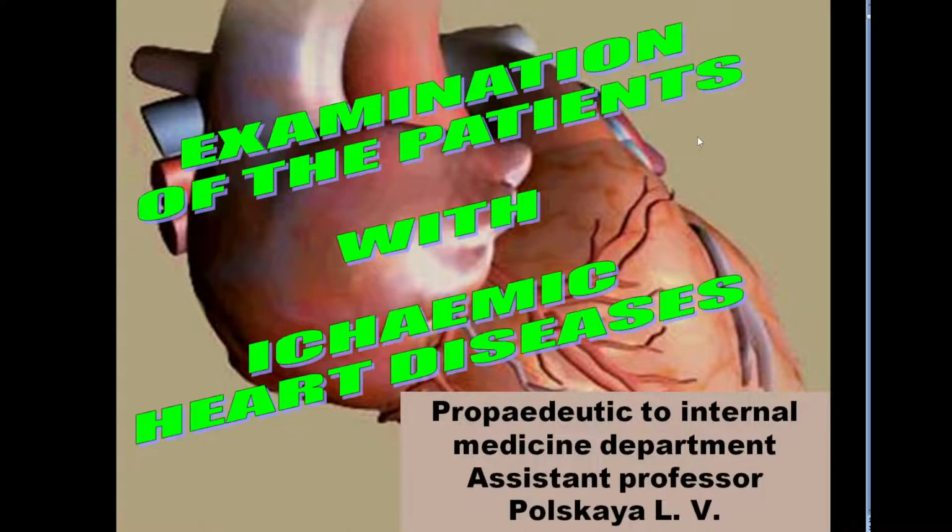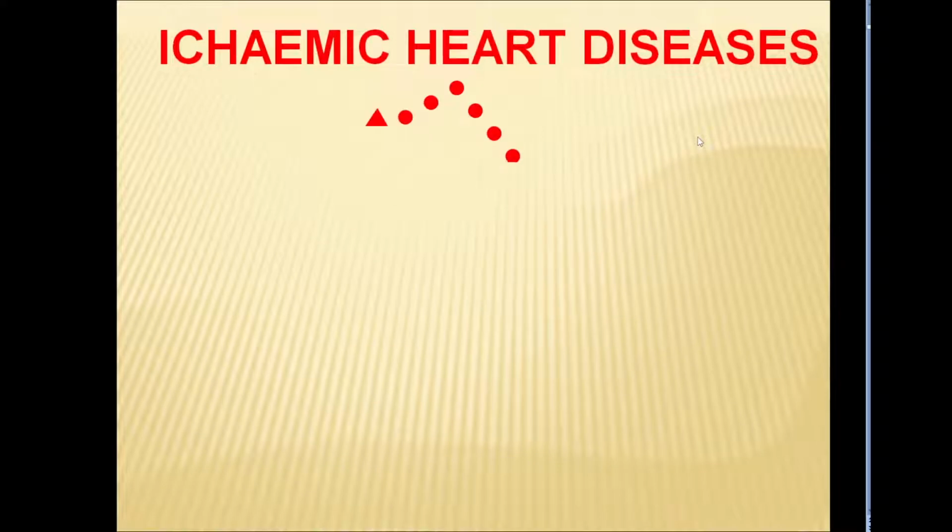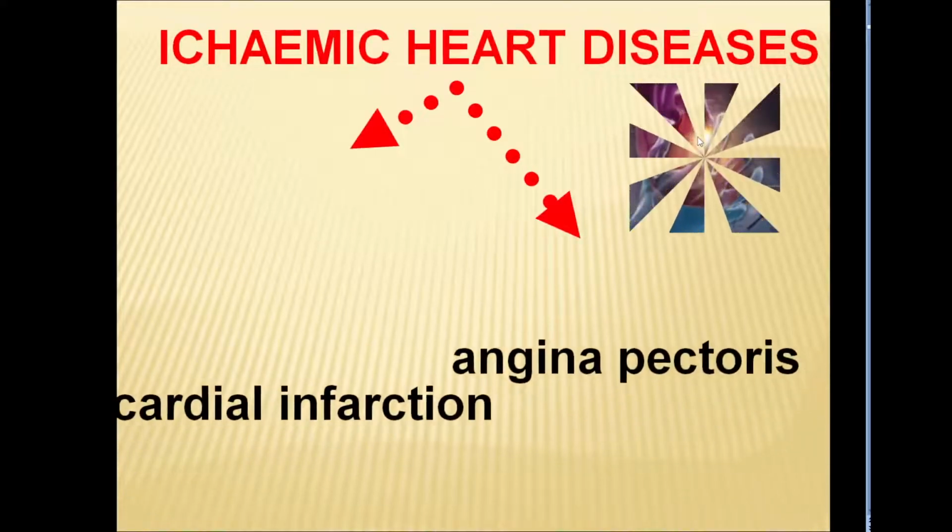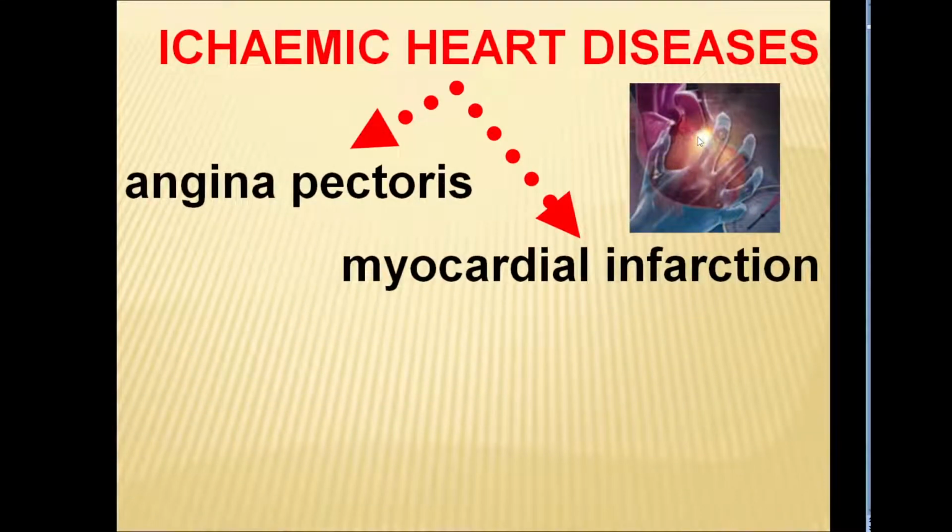We will continue and will start to examine patients with ischemic heart disease. Ischemic heart diseases are a group of pathologies which appear due to restricted coronary circulation. And we distinguish two main problems: angina pectoris and myocardial infarction.